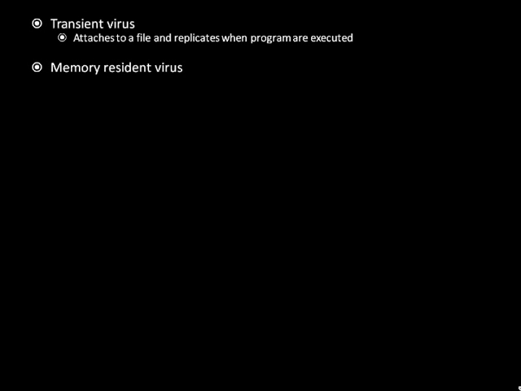There are 3 main categories of viruses. Transient virus. It is the most common virus form. It attaches itself to a file and replicates when the infected program is executed. Memory resident virus. This virus type is lodged in main memory as part of a system program.